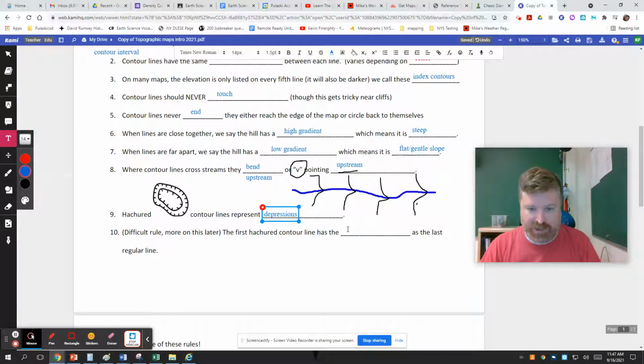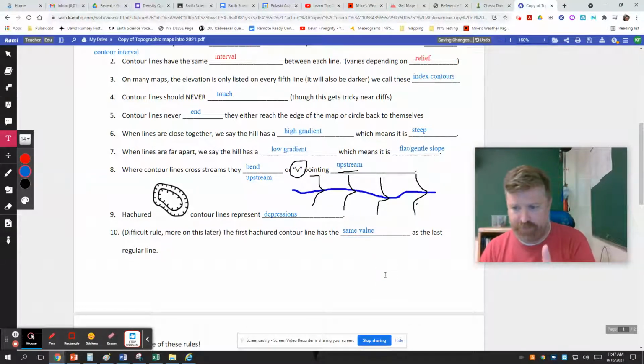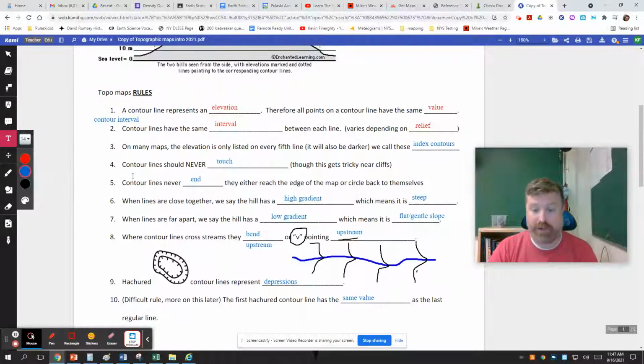The first hachure contour line, I'm almost tempted to just skip this today, but we'll throw it in. I think you should definitely focus more on numbers 1 through 8. So if 9 and 10 are too much, don't worry about it. Press pause, move on. But it'll have the same value as the last. So we'll work on that. If you're coming uphill, uphill, uphill, and you start to go back downhill, how do those values work? It's a little bit of a thing to learn. It's not too bad though. But again, let's think 1 through 8. Those are the big ones.